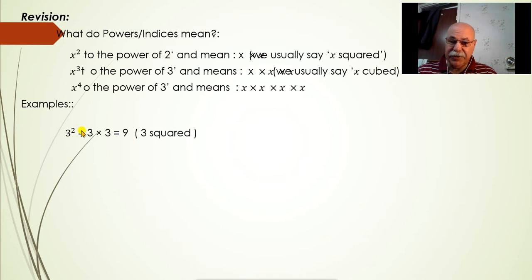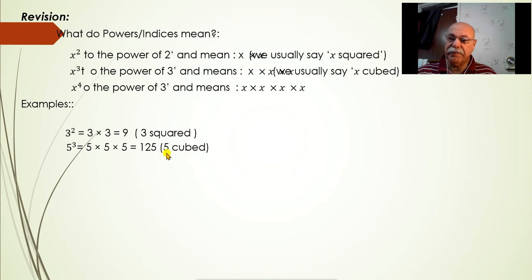What do you say here? 3 square, not 3 raised to power 2. 3 square means 3 times 3, and the result equals 9. Then 5 raised to power 3, meaning 5 times 5 times 5 equals 125.